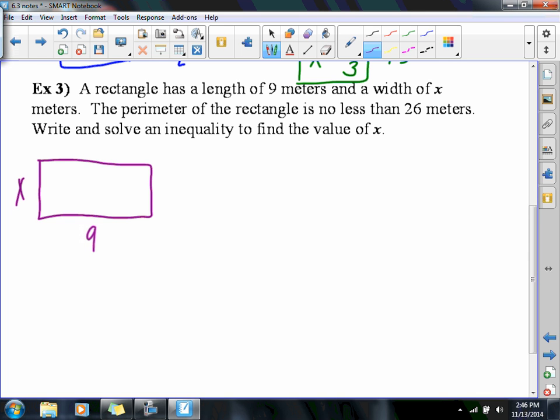Okay. The perimeter of the rectangle. Okay, now perimeter means I add up all the sides. So my other side's going to be a 9, my other side's going to be an x. So I'm going to add those all up. So I'll have 9 plus x plus x. Okay, so that's my perimeter.